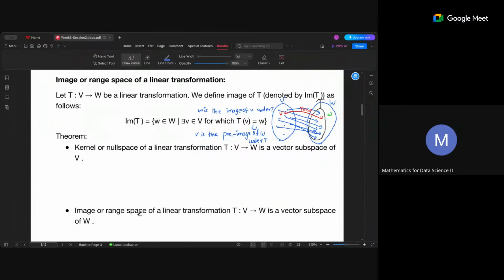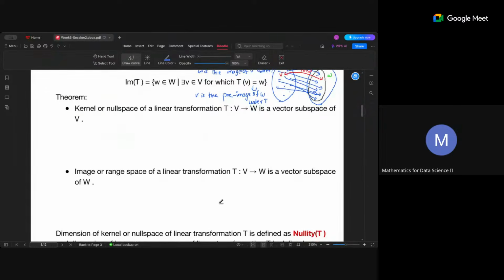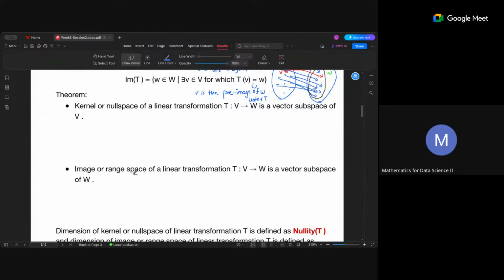I guess in the last session you have already completed the null space part. Am I correct? In the previous session? Yes or no? No one remembers? Yes, we did it. Thanks, at least one is able to remember. So you see that null space is a vector subspace. Similarly, we can also see that range space is a vector subspace.